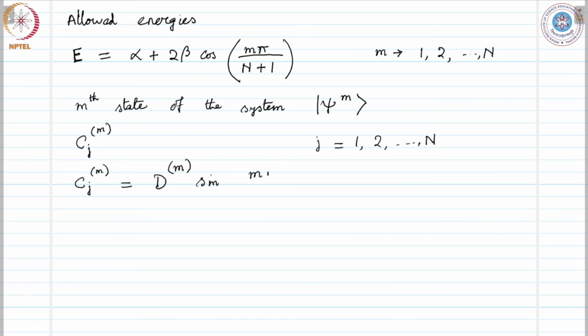So, how do we determine that? We can now use the normalization condition, psi m inner product with itself, this has to be 1 for orthonormality, and for that we need to have dm equals square root of 2 over n plus 1.